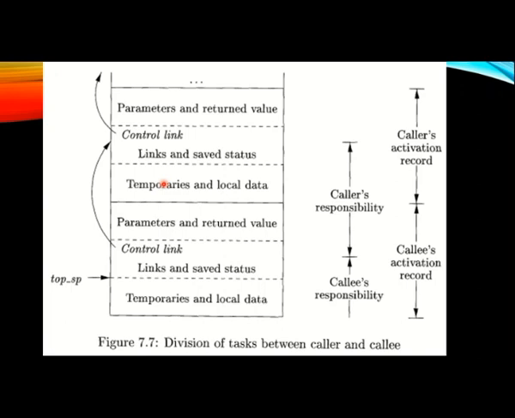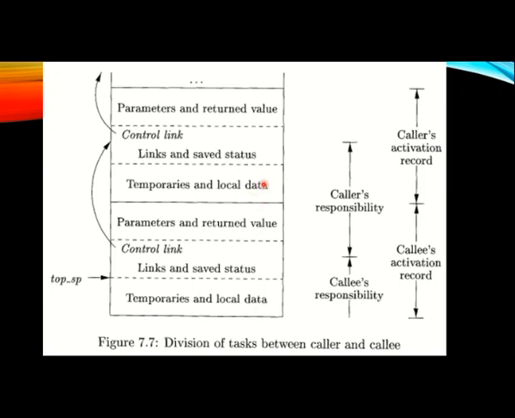And next, whatever temporary data or local data was used by that particular procedure to complete its process or functionality. So these are the fields related to each and every procedure. So what is the responsibility of the caller function and what is the responsibility of the callee function?